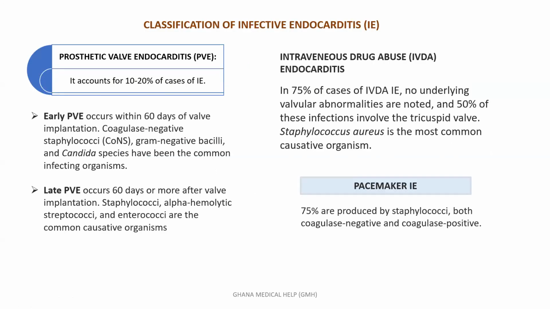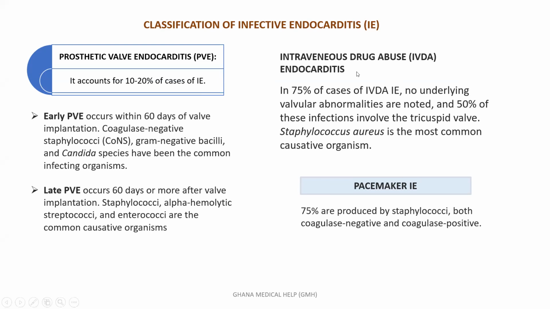We have the prosthetic valve endocarditis, which accounts for 10 to 20% of cases of infective endocarditis. The early one occurs within 60 days of valve implantation, and usually coagulase-negative staphylococci and Candida species have been the common infecting organisms. We have the late prosthetic valve endocarditis, which occurs 60 days or more after valve implantation.